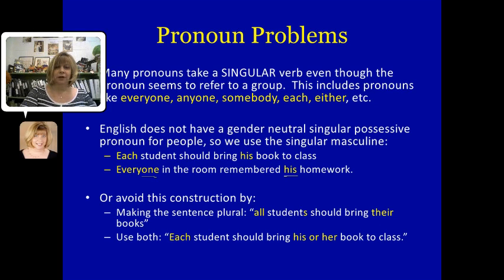The other thing you can do is just avoid this construction completely. You can just rewrite your sentences so that they're plural. All students should bring their books to class, or you could use both. Each student should bring his or her book to class. The problem with things like his or her is it gets kind of bulky in a sentence. And if you do any writing for publications, they're going to ask you to follow the AP style, which is again to either make it plural to begin with or to just use the masculine singular in order to make your sentence come out correct. Because again, this pronoun is going to take a singular verb.